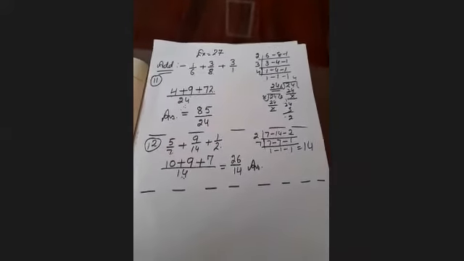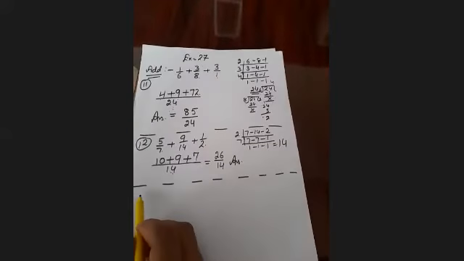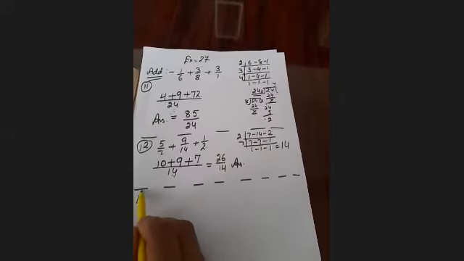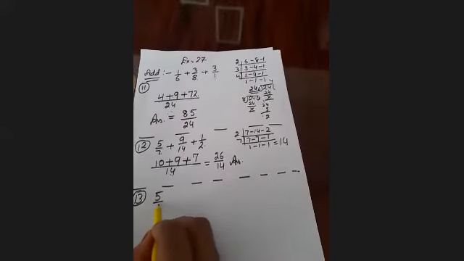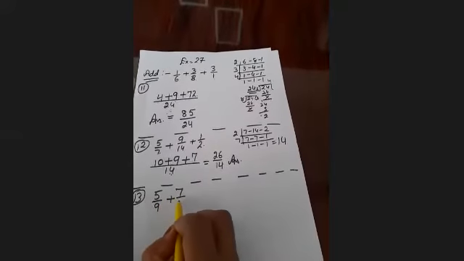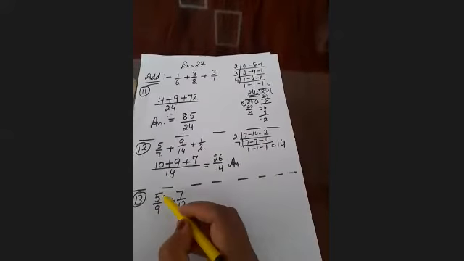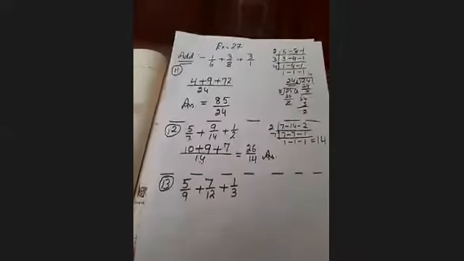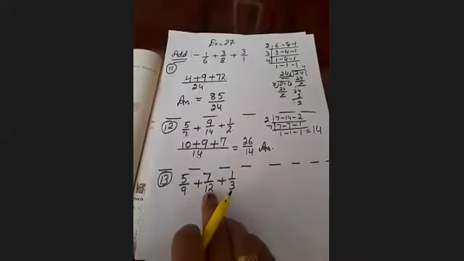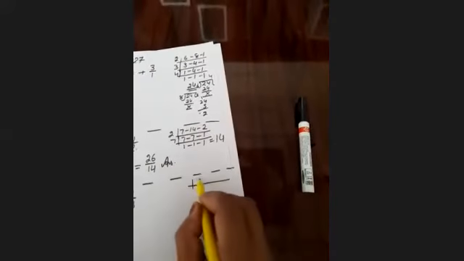Dear students, next is question number 13: 5 upon 9 plus 7 upon 12 plus 1 upon 3. Now take the LCM of 9, 12 and 3. On the rough side, LCM of 9, 12, 3.